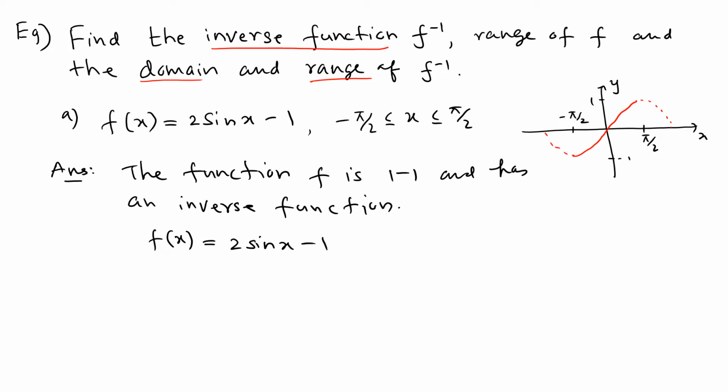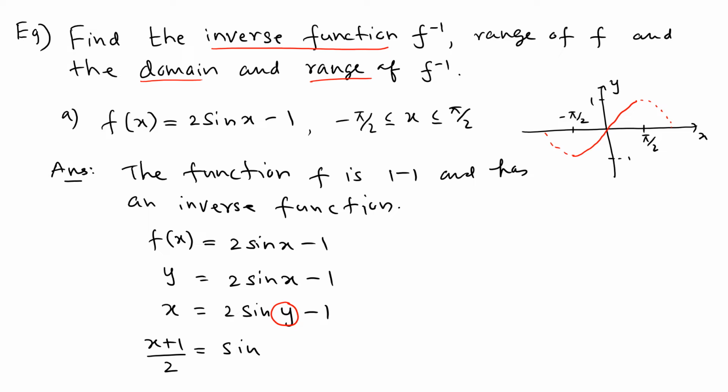In the four-step method, the first step is to replace f(x) with y. So we write y equals 2 sine x minus 1, and then interchange x and y. So x equals 2 sine y minus 1, and the goal is to solve for y. To solve for y, first we add 1, and then we divide by 2. Then you're going to get sine y.